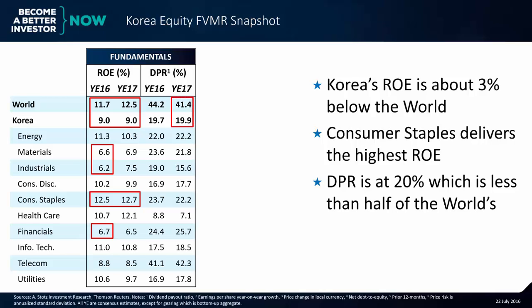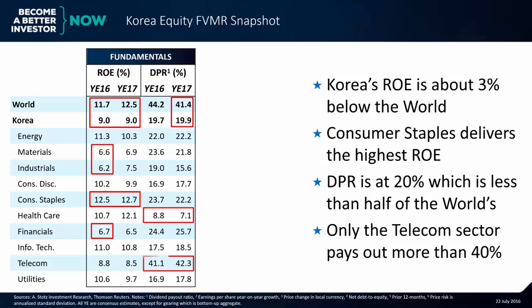Now, dividend payout ratio is 20%, which is much less than the world's 41%. And we can see healthcare having a very, very low payout ratio, but pretty high returns for Korea on the ROE side, so they continue to reinvest it. And it's only the telecom sector that pays out more than 40%. So Korea is a very, very low dividend payout ratio country.